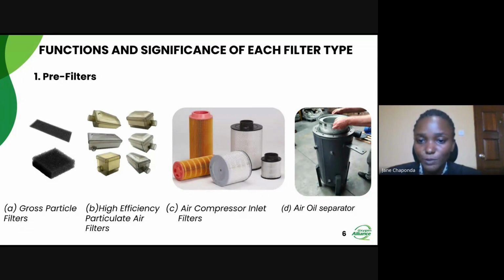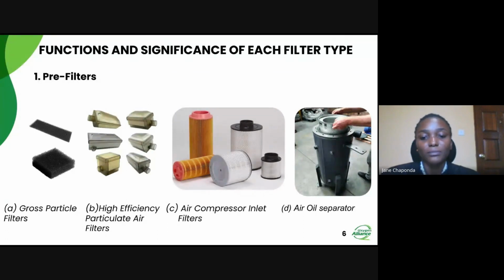And picture C shows air compressor inlet filters, which are also filters that remove dirt and dust from the air entering into the air compressor of an oxygen gas plant. And at the far end is an oil-air separator that is used in the air compressor, for example, the screw compressor that is used in oxygen plants. So the oil-air separator separates oil particles from the compressed air. And this oil is used for the cooling of the compressor and also for lubrication in order to ensure the smooth operation of the compressor's moving parts.